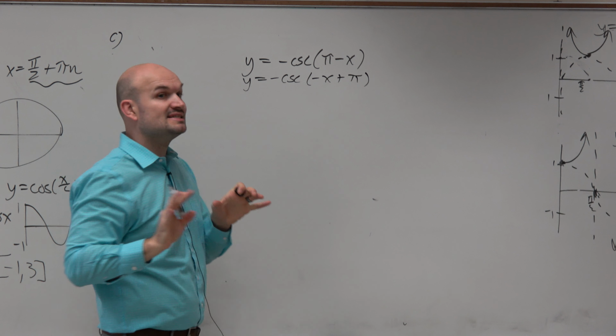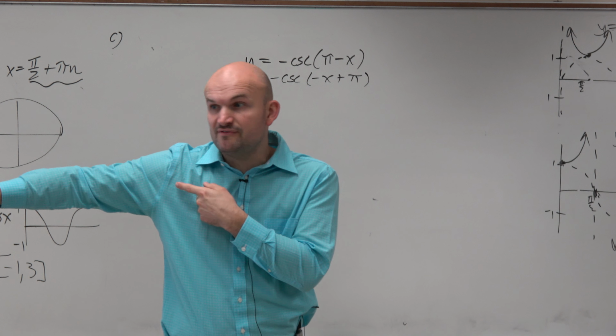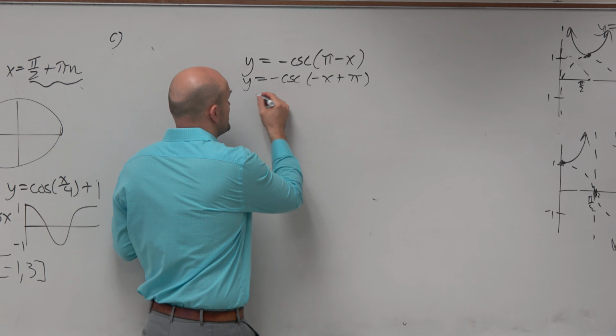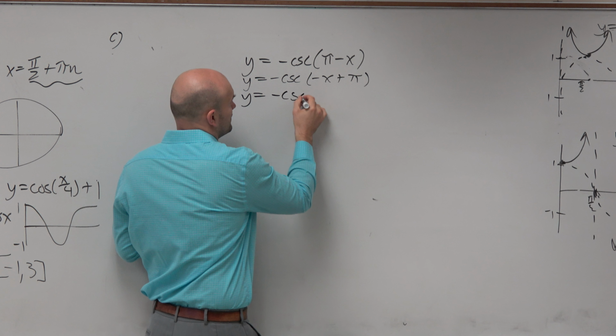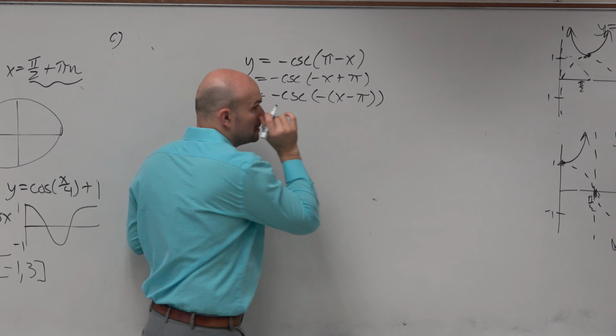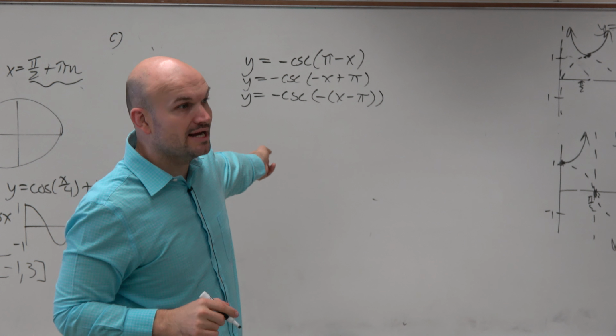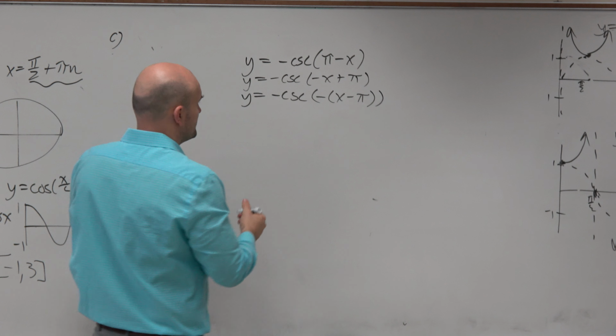And we know that if we want to identify the transformations, like I gave in the notes, we're going to want to make sure we factor out that b. So we're going to write this as y equals negative cosecant of negative x minus pi. That tells me I'm reflecting on the inside. So let's go through our transformations.